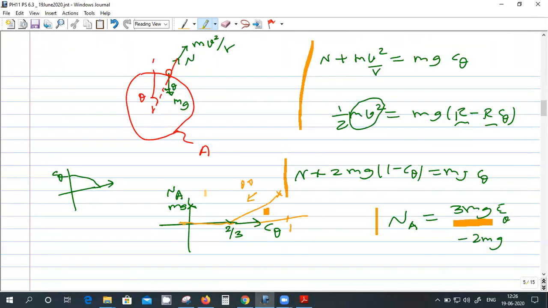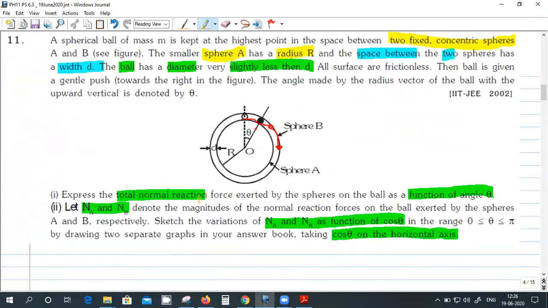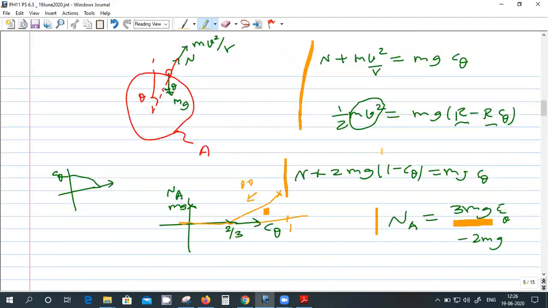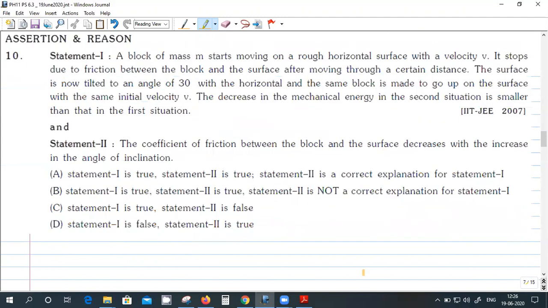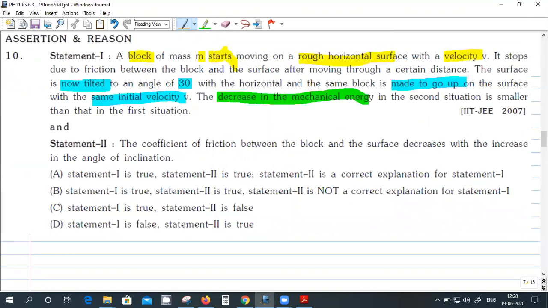So is it clear? Yes, sir. The question is not difficult, just that you have to understand that after sometime the thing will touch sphere B. Initially sphere A will contribute, after that sphere B will contribute. Understood, sir. So first thing is whether statement 1 is true or false and statement 2 is true or false. After that, you have to check whether the statements are related.